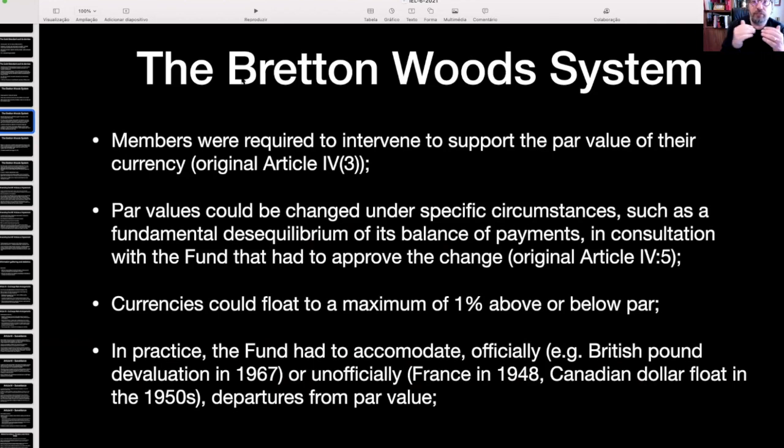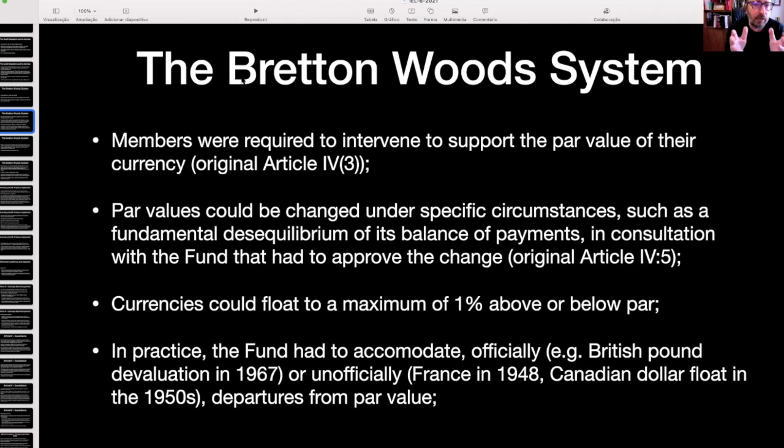So inflation tends to change the value of currencies. Now, this meant that throughout time, currencies would float and they would not be at exactly the par value. Now, the Bretton Woods system required that members intervene in the market by buying or selling exchange currencies in order to sustain the par value of their currency.